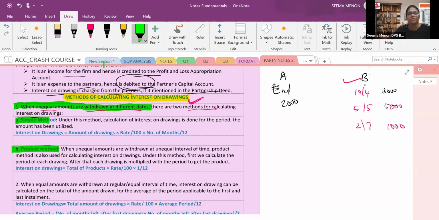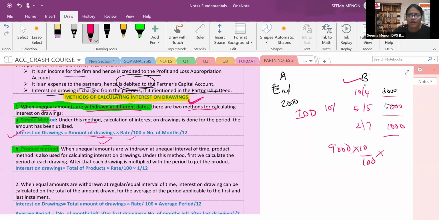I'm going to discuss the formula only, and while we solve the question, you will be able to understand in detail. Under the simple method, whatever amount you have withdrawn, 3000 plus 5000 plus 1000, is the total amount of drawings. So here in my question, 3 plus 5 is 8, plus 1, 9000. Interest on drawings charged by the firm is, for example, 10%. So 9000 is the total drawings, rate upon 100, 10 upon 100, then the number of months.